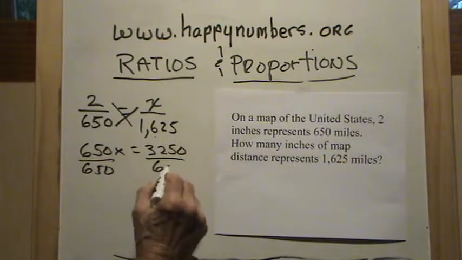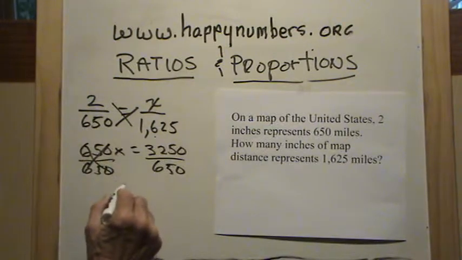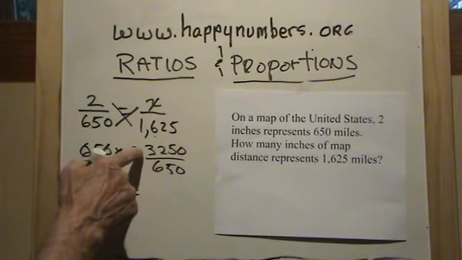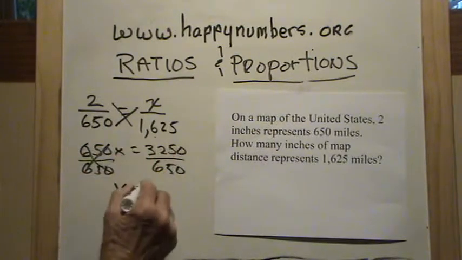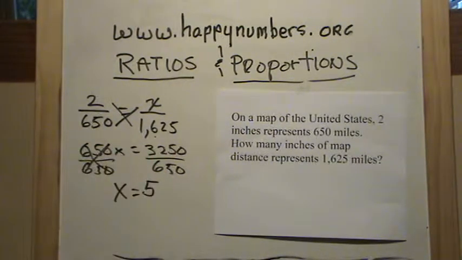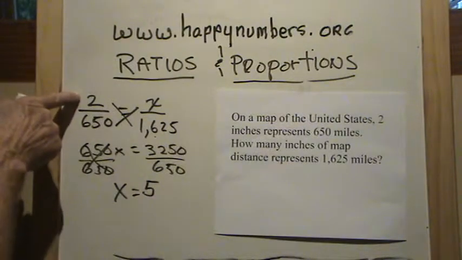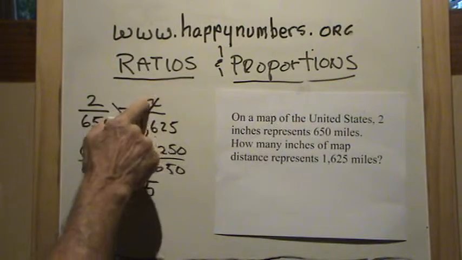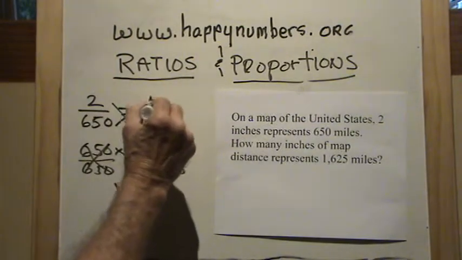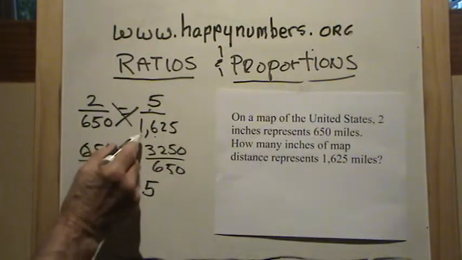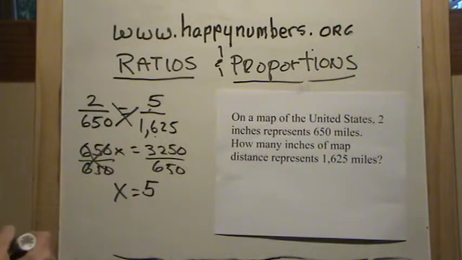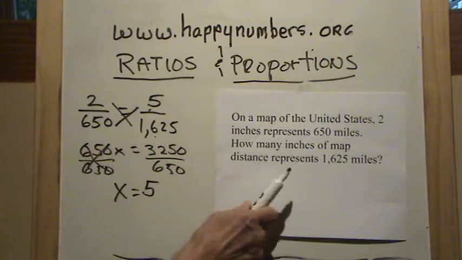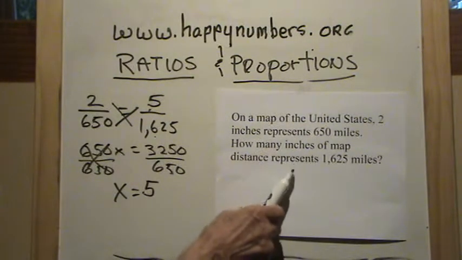We divide by 650. This cancels out, and X equals, and I happen to know that 650 goes into 3,250 5 times. So 2 inches on a map represents 650 miles. 5 inches on the map will represent 1,625 miles. By the way, this is a very typical kind of problem that they will give on the California high school exit exam.